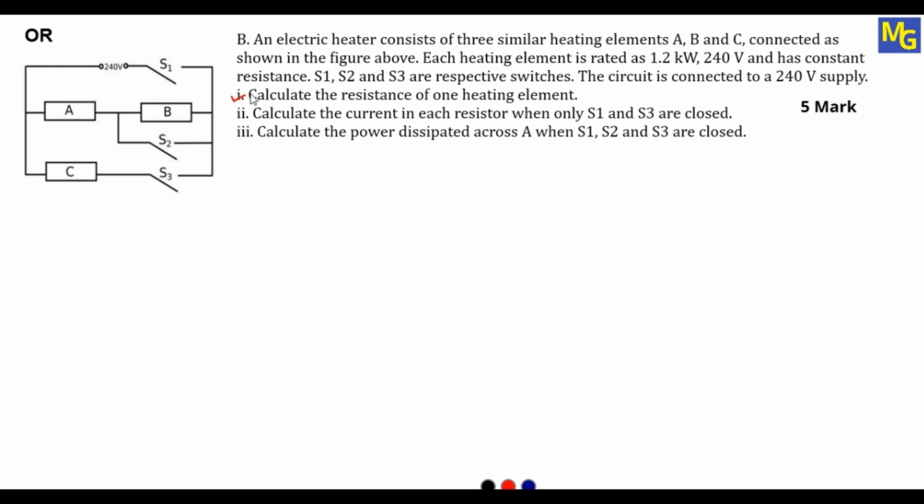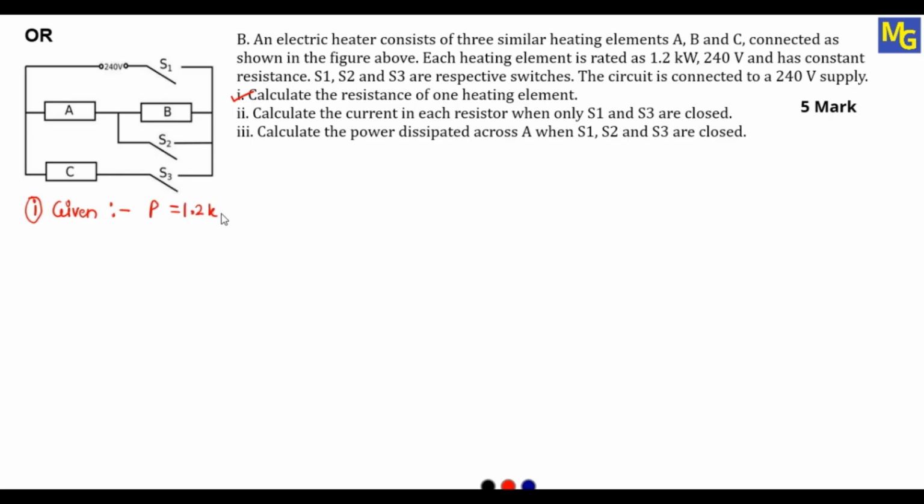So here we have three heating elements. We have to find out the resistance of one heating element. So first we will write question number 1 which we are going to solve, and first, as I will be telling, we have to write what all is given. So given we have power is equal to 1.2 kilowatt. This we have to convert into watt.